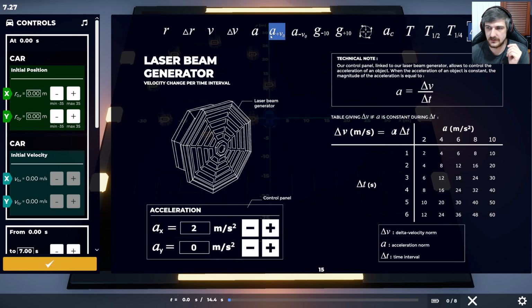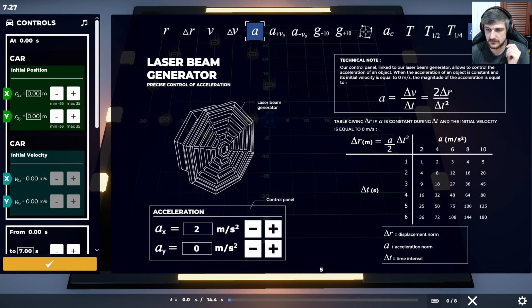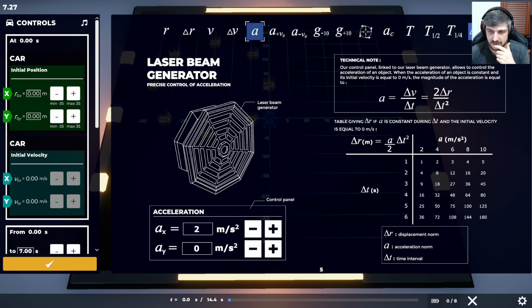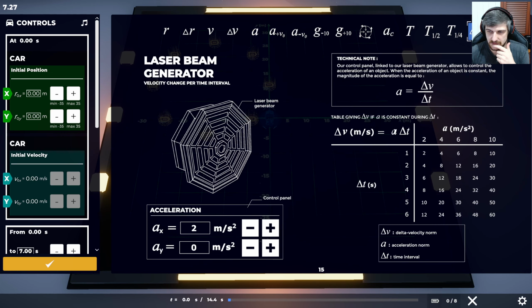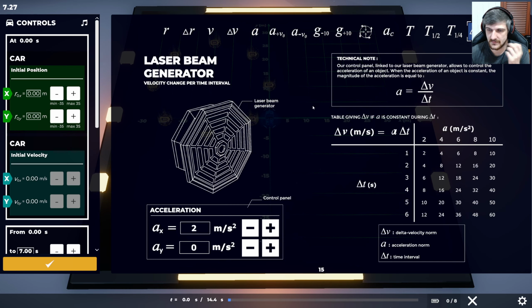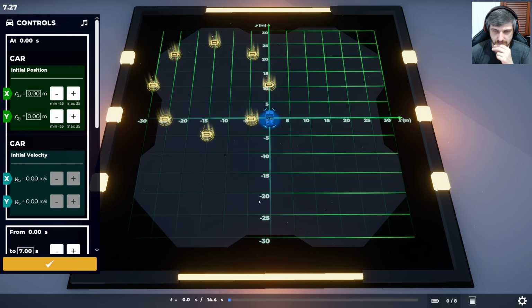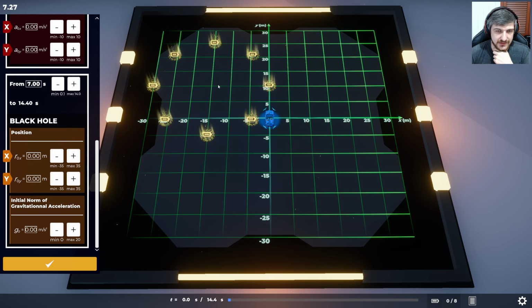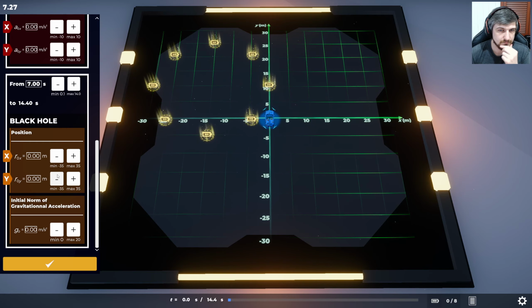What's the difference between? Okay. That's time. Isn't this a... Oh, table: if A is a constant during T, and this is R if A is a constant during T, and the initial velocity is equal to... Okay. Alright. Let's try this out. We have a black hole, which we want to be at minus 15, 10.